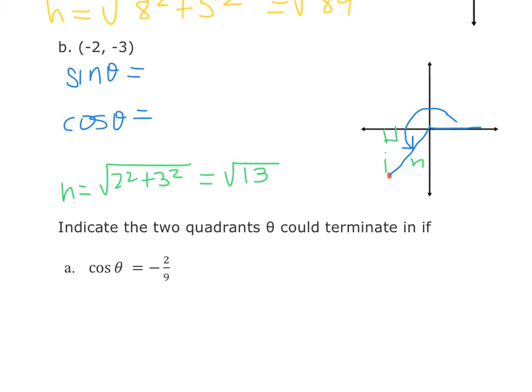Now we can write down sine, which, that's third quadrant, is that terminal side. It comes from that point, which is a -3 for the y value. So -3 over square root 13, and cosine -2 over square root 13.